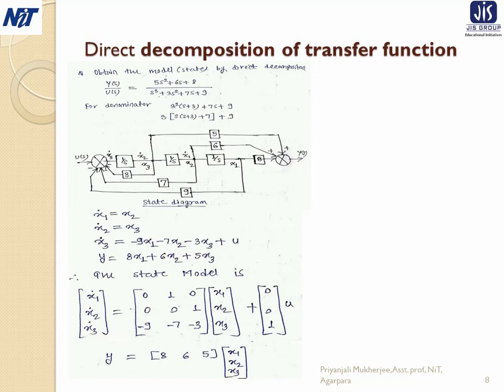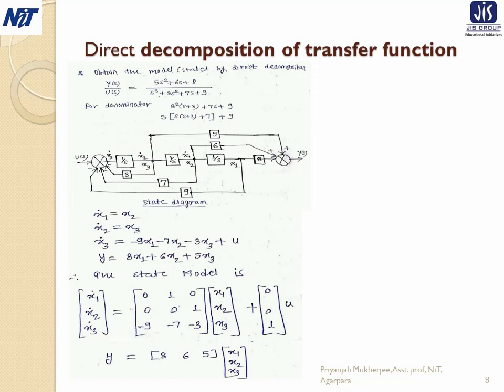So we can assign the state variables in the following way: x1 dot becomes x2, x2 dot is equal to x3, and x3 dot is equal to -9 x1 minus 7 x2 minus 3 x3 plus u, and the output y is equal to 8 x1 plus 6 x2 plus 5 x3. So first we can write the state equations and then we can find out the vector matrix form.